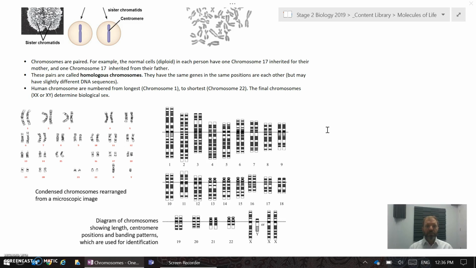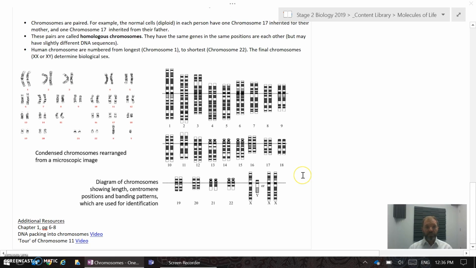And so the versions that you have from your mother and father of chromosome 17 will have the same genes in the same location, which is why they would have this same banding pattern, but they might not necessarily be exactly the same down to the base pair level. So there might be some variations or some mutations in one or other that make the DNA sequence different, even though they have the same genes in the same locations. So homologous chromosomes mean that you have 2 copies of every gene, one from your mother and one from your father.